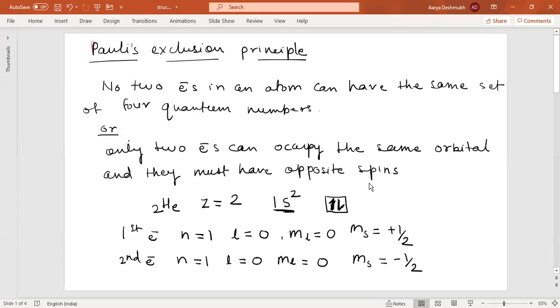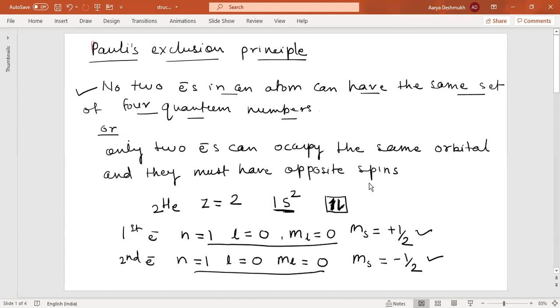So the meaning of this statement, that no two electrons in an atom can have the same set of four quantum numbers, is that you can see here, though these three quantum numbers are the same for both the electrons, these two are different. So this is about the Pauli's exclusion principle.